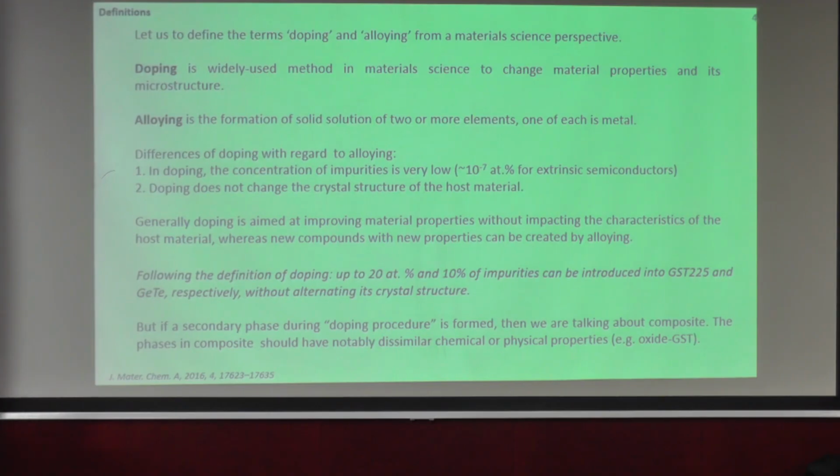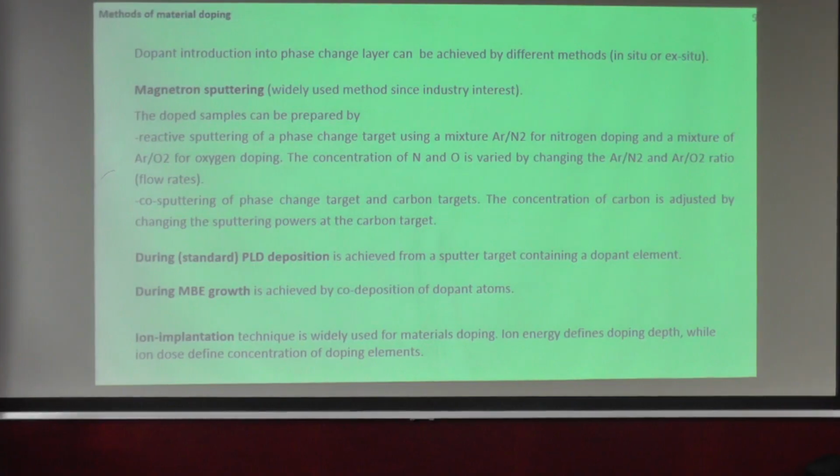However, if they introduce doping elements and there is a formation of an additional phase, then we will talk about the composite. If we introduce oxide, then we have a composite material. But as I said, in many papers they talk about doping GST with oxide, which is wrong in my opinion.